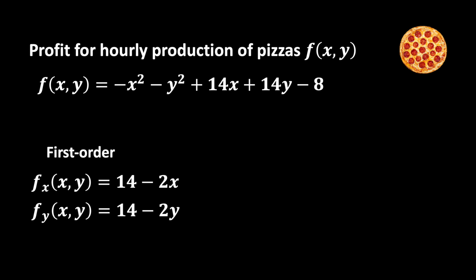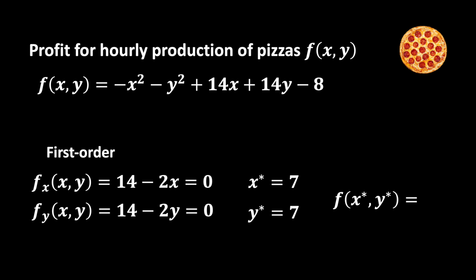Once we have these two first-order partial derivatives, we set both of them equal to 0 to find the optimal combination of x and y. In this example, the optimal x is 7, and so is the optimal y. And if we plug these values into the original function, we find that the optimized profit is equal to 90.